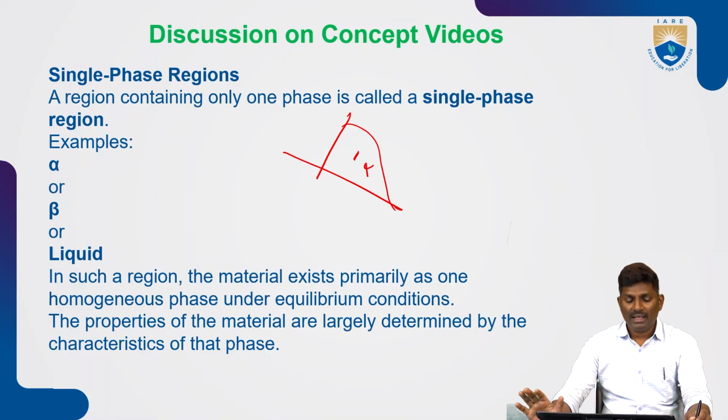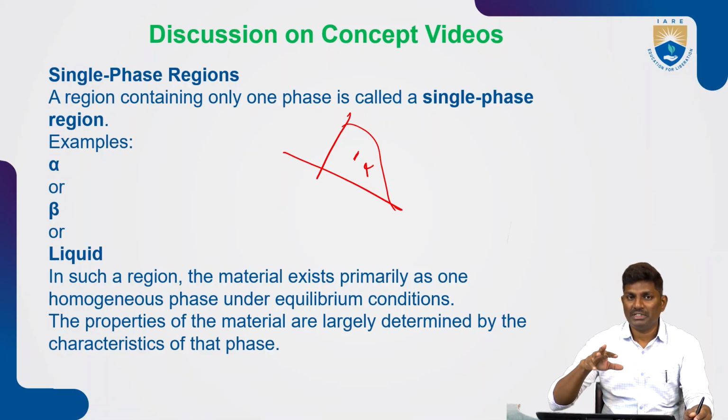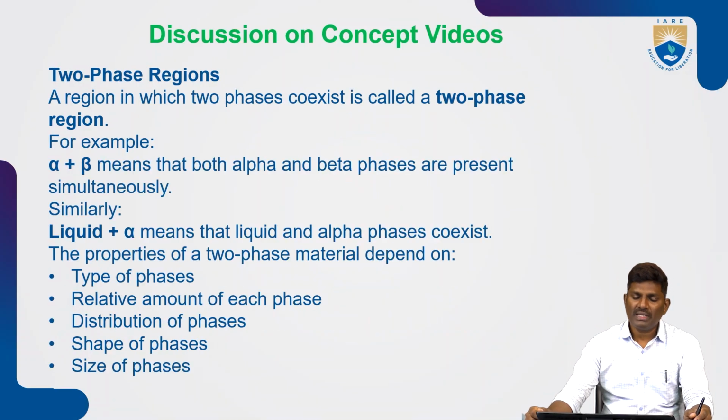So in such a region, the material exists primarily as one homogeneous phase under equilibrium conditions. The properties of the material are largely determined by the characteristics of the phase. So in this case, since it has only one phase, though you try to change the temperature, this phase will not change unless all three components are varied: temperature, pressure, and composition. And two phase regions: a region in which two phases coexist is called a two phase region.